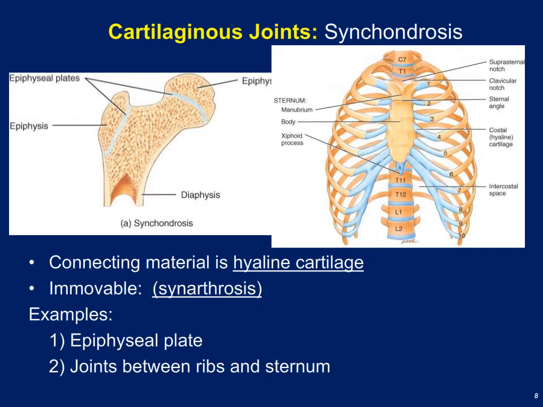The 2 examples we have here are the epiphyseal line or plate that we find in actively growing bone, and also the joint between the first rib and the sternum. So let's take a closer look at the epiphyseal plate.